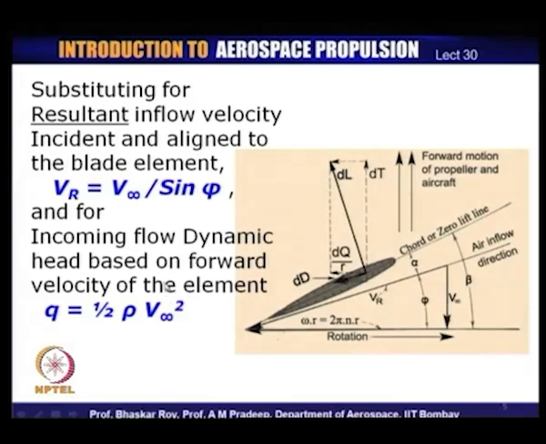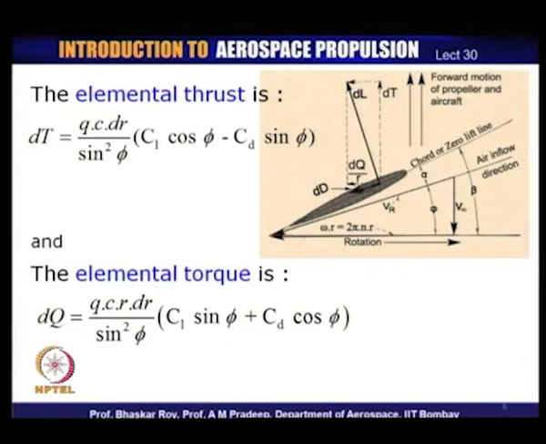If we make these two substitutions in the equations that we have written down for thrust and torque from the flow geometry that is available over here, the elemental thrust can now be written down in terms of q, which is now the dynamic head, c is the chord, dr is the elemental length, and phi is the flow angle, and again in terms of CL and CD. So, the elemental thrust can now be written down in a slightly different form, but using the same characteristic values of CL, CD and flow angle.